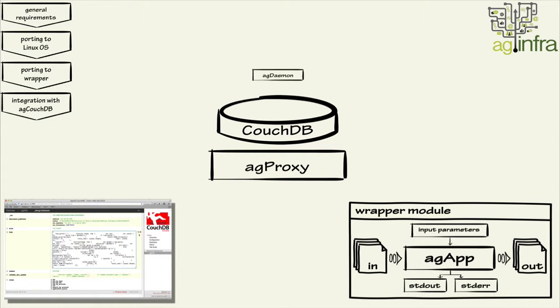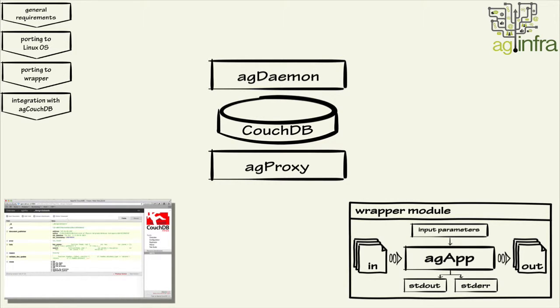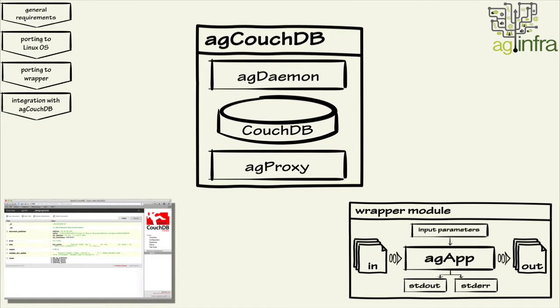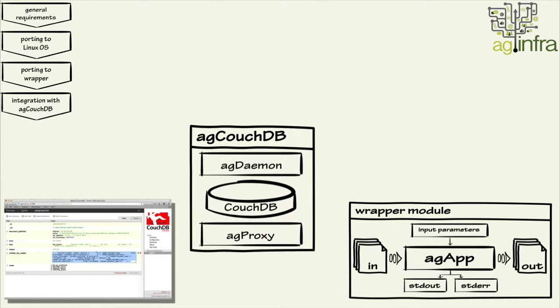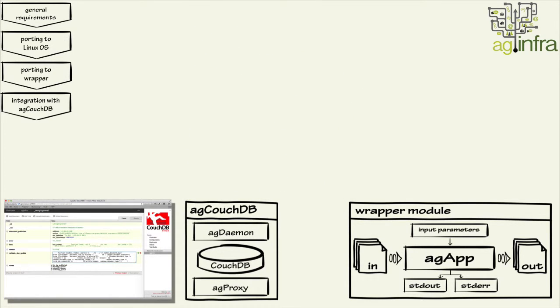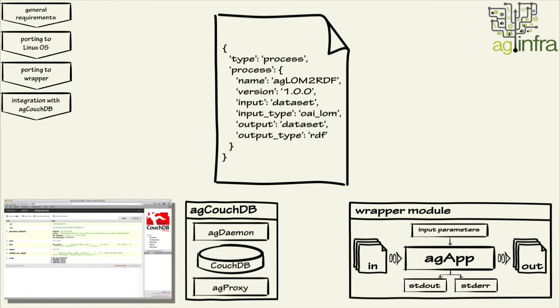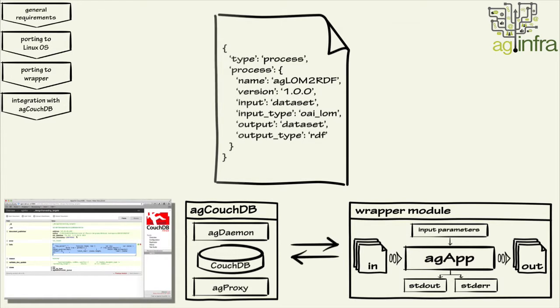agDaemon is responsible for many things, such as robot certificate renewal, validation of document structure, provision of datasets through the HTTP protocol, submission of data processing jobs to the infrastructure, upload of external datasets, etc. Practically, porting of a new application to agCouchDB is quite simple and is reduced to the creation of a process document. Such a document has to define the name of the process, version, input parameters, type, and format of the initial and produced dataset. The structure of the document is flexible and can be extended to include additional properties.